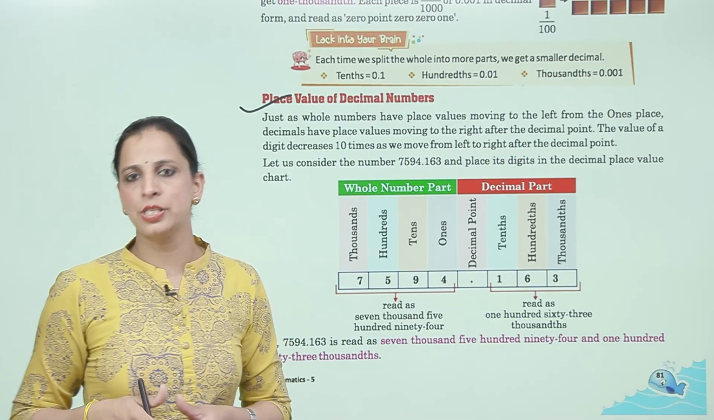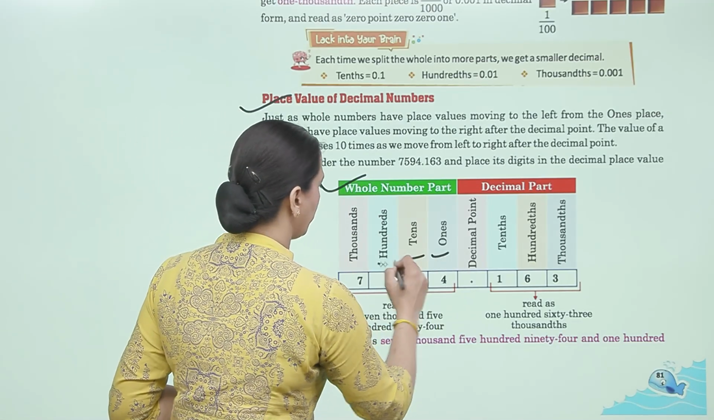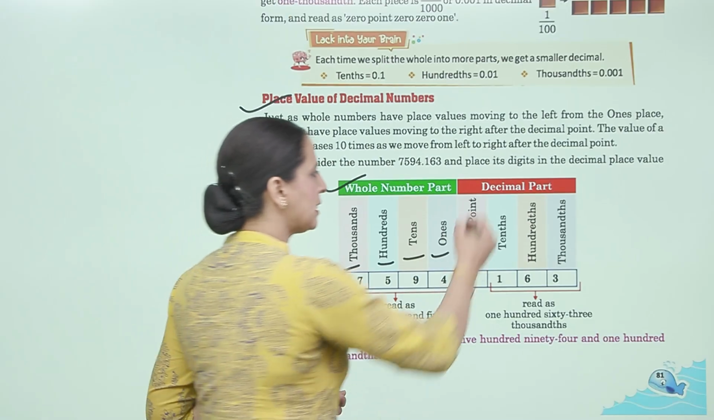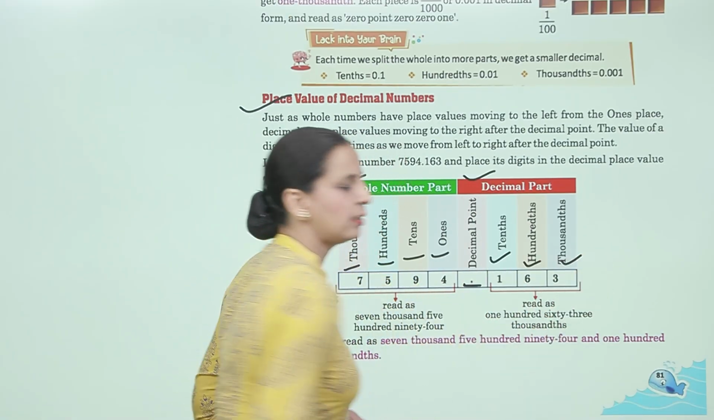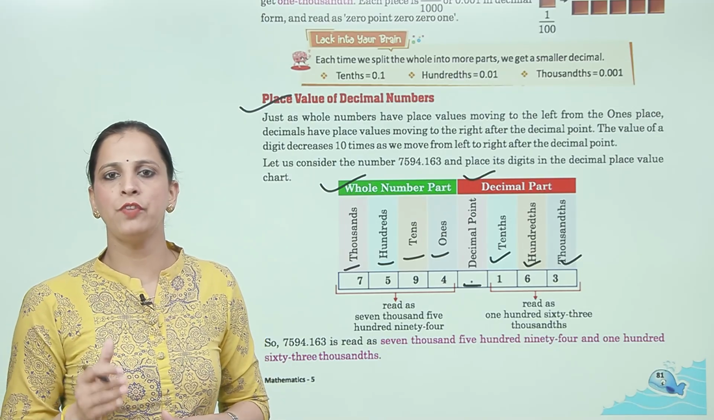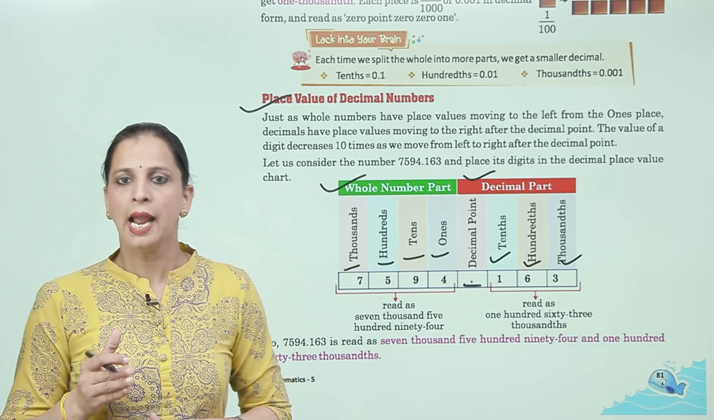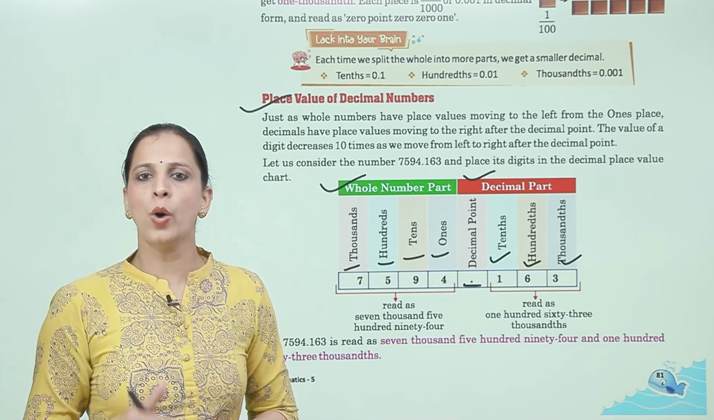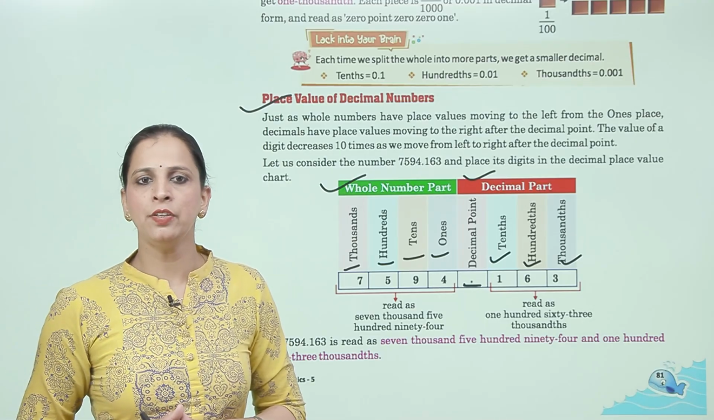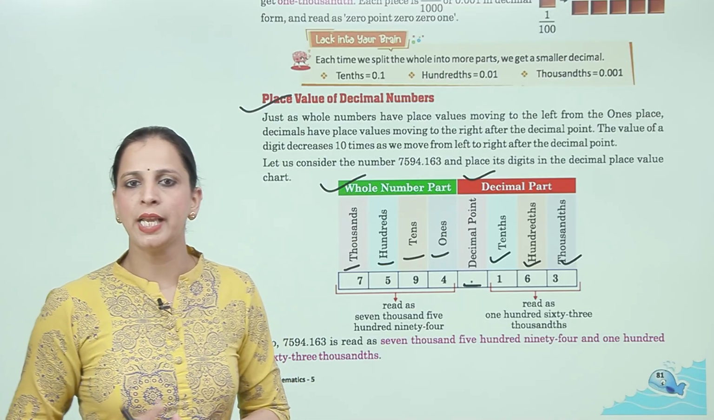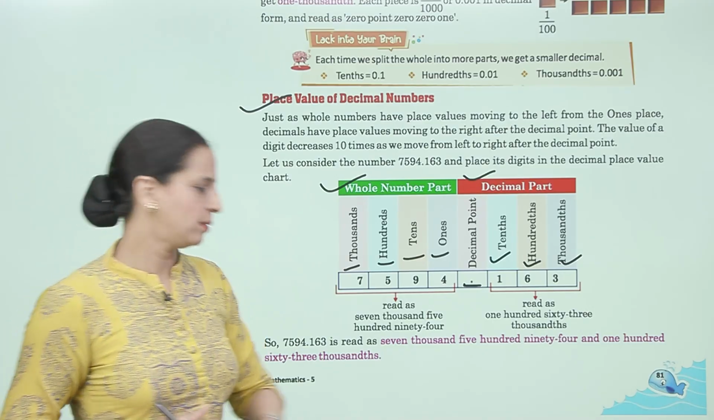7594.163 and place its digits in the decimal place value chart. This is the whole number part, ones, tens, hundreds and thousands, and this is the decimal part, that is decimal point, tenths, hundredths and thousandths. That is 7594.163. Read as 7594 and decimal point is read as 163 thousandths. So, 7594.163 is read as 7594 and 163 thousandths.